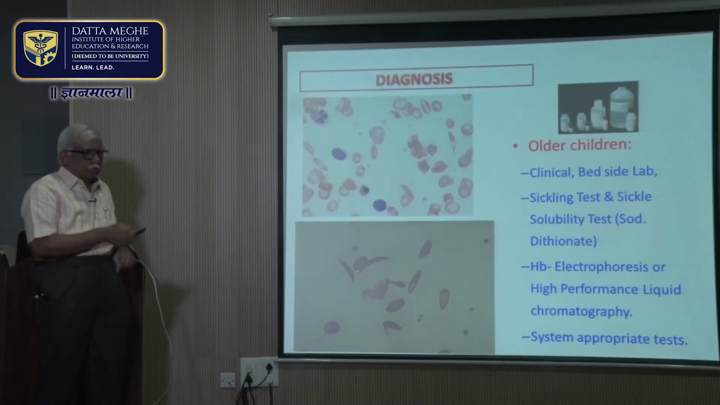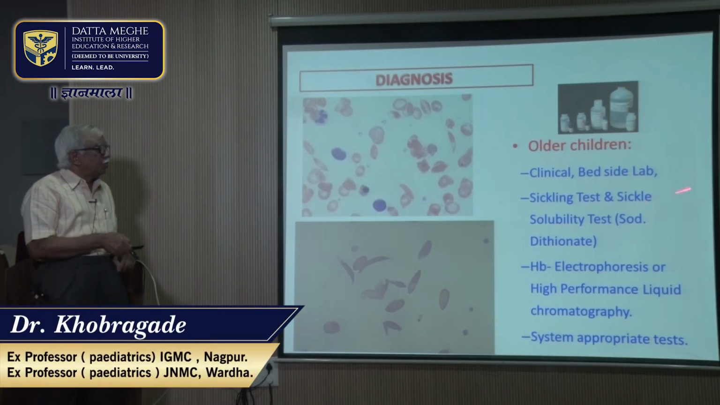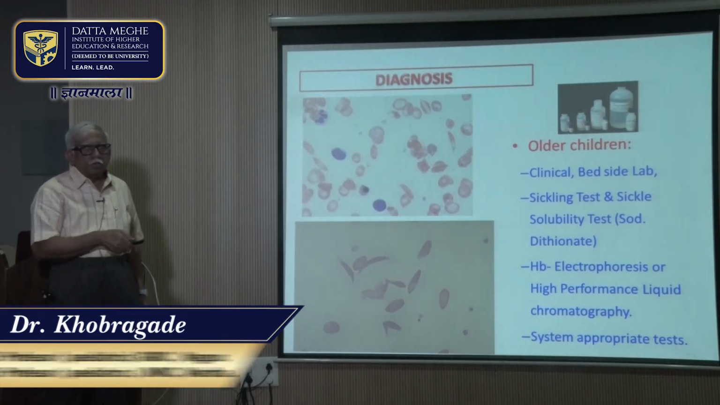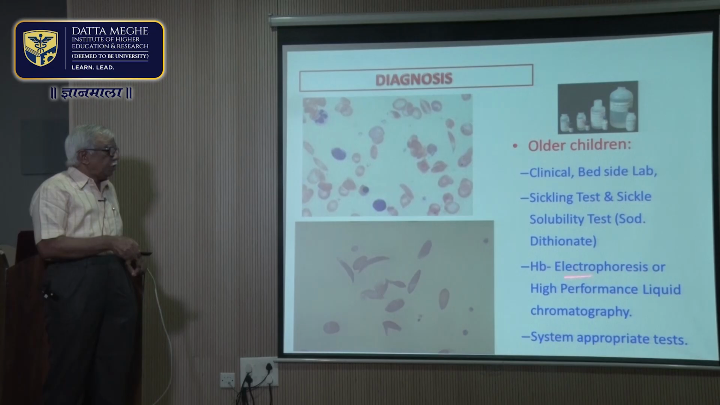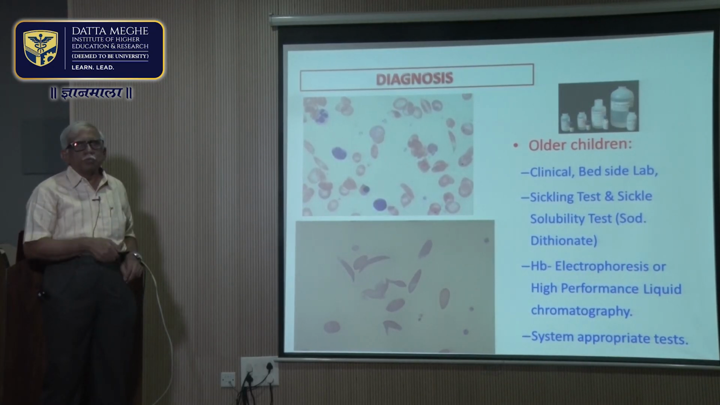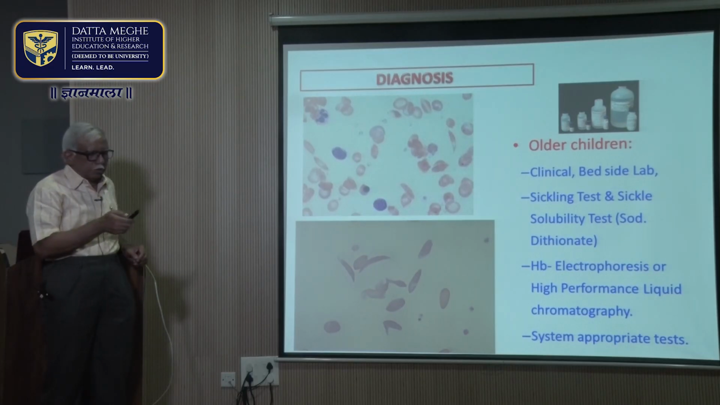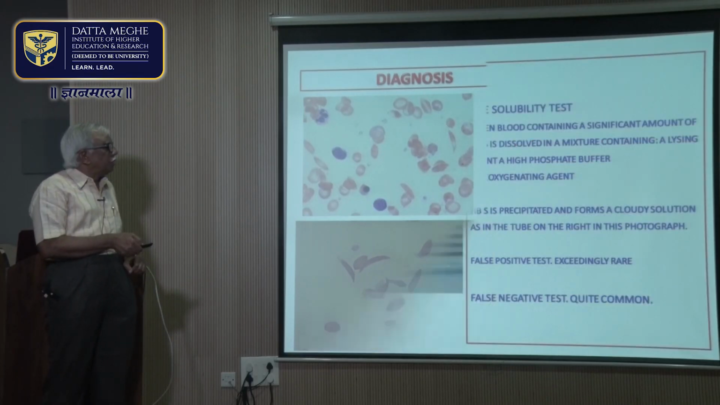The commoner ones in older children which we do in day-to-day life are the clinical bedside lab sickling test and the sickle solubility test. This is done for community screening. Then Hb electrophoresis, high performance HPLC, and system-appropriate tests. Suppose, for example, various organs are affected, the tests pertaining to those organs are to be taken care of.